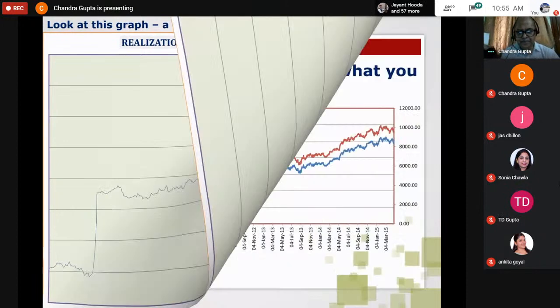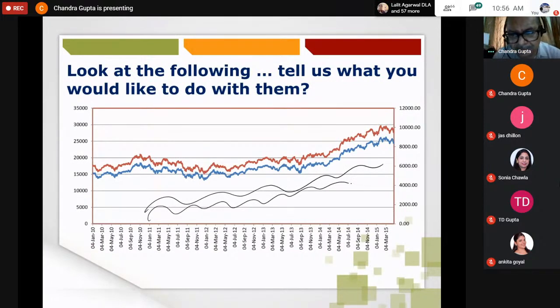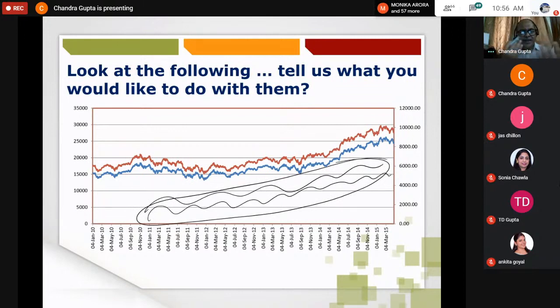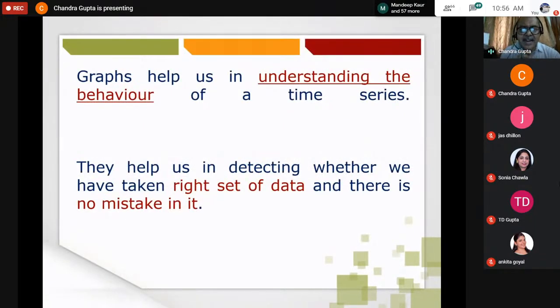series. Here you see two series which are co-trending, moving together. Very interesting phenomenon. And you will need different tools for modeling them. Graphs help us in understanding the behavior of a time series. They help us in deducing whether we have taken the right set of data and there is no mistake in it. That can also be found out when you have graphs before you.